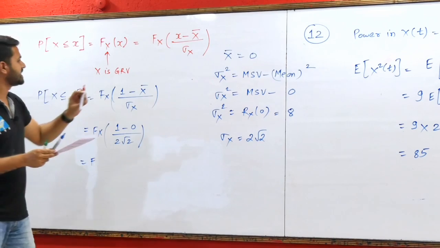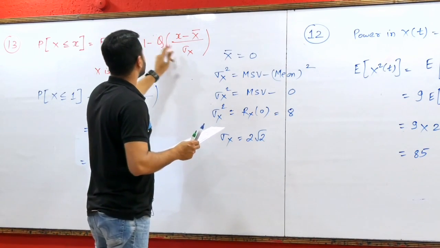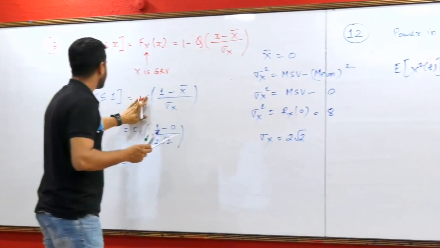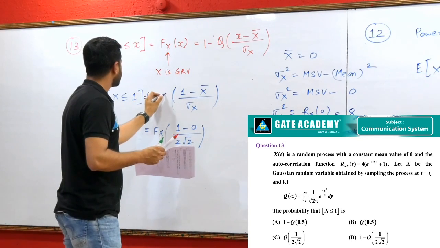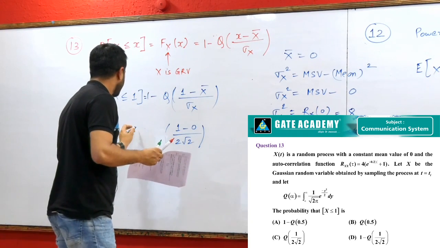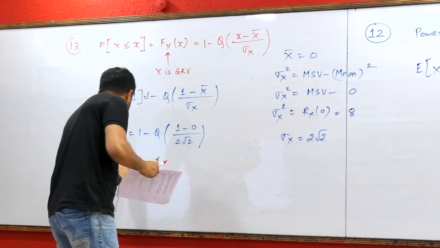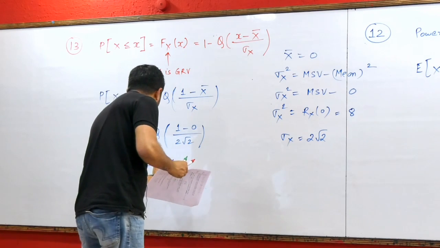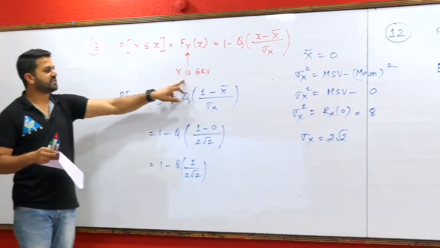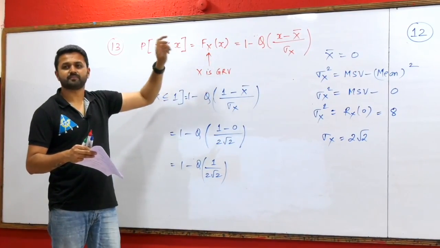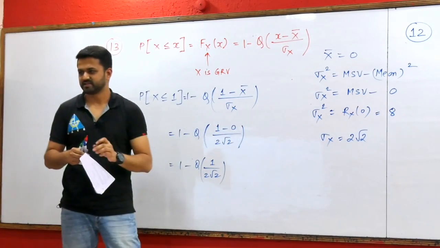There is one mistake that I have made. This Fx of x is actually 1 minus Q of this one. One thing I left out, what I should write is 1 minus Q of this. So 1 minus Q of 1 upon 2 root 2. If x is a Gaussian random variable, then the CDF is given as 1 minus Q of (x minus x bar) divided by sigma x.